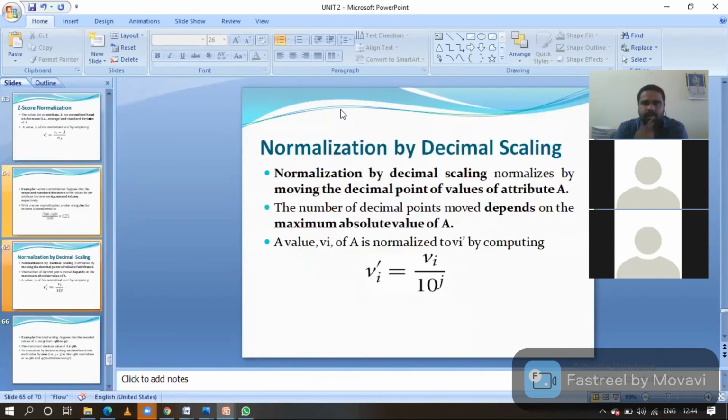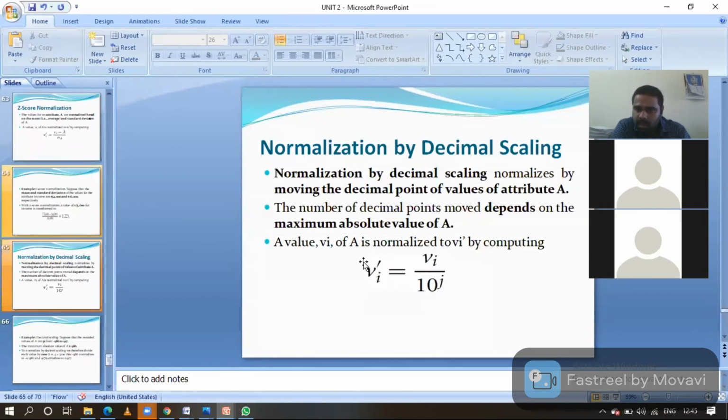Okay. The next one is normalization by decimal scaling. What is the third method, guys? Normalization by decimal scaling. In this method also we are going to convert one range of attribute values to another range of attribute values. How we are going to convert here in decimal scaling is, we are going to divide that value by a 10 power value. That 10 power value comes from the maximum absolute value of A. Okay, that we are going to divide.